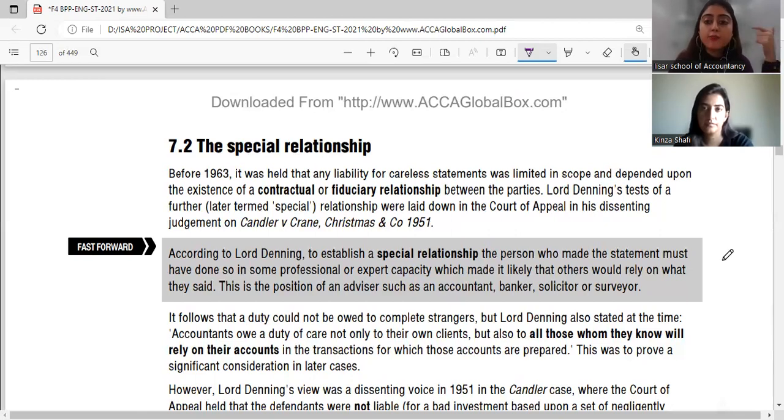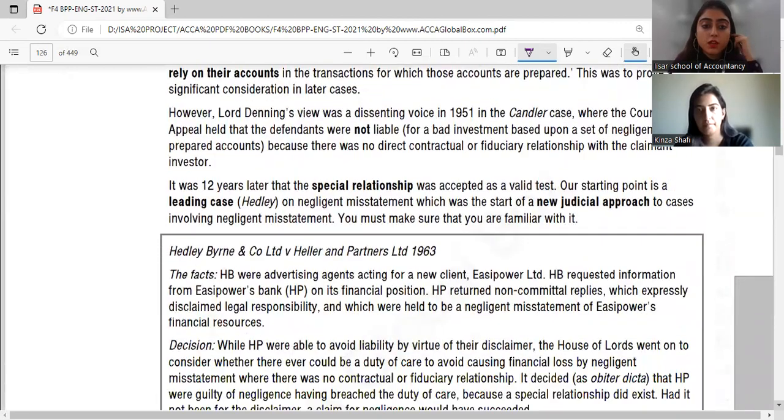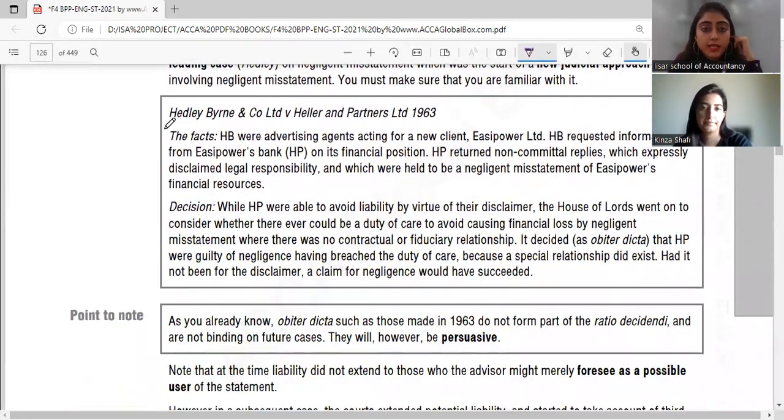So it will vary from case to case. Next. Okay. Please go through this case, Hedley Byrne and Company Limited versus Heller and Partners. You have 2 minutes to go through the case and explain it. Okay.